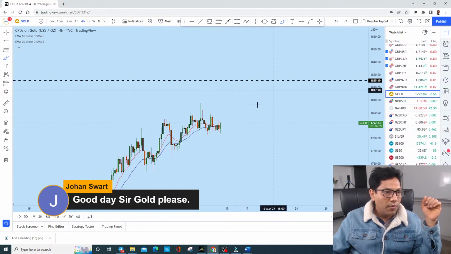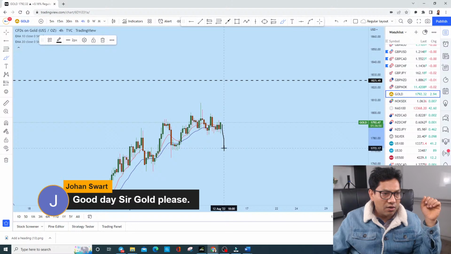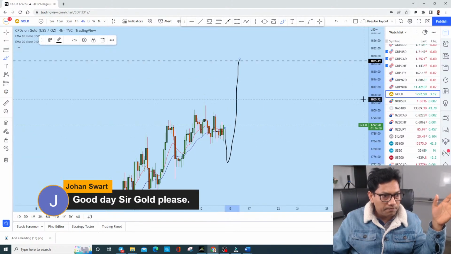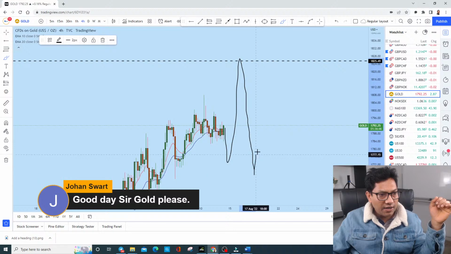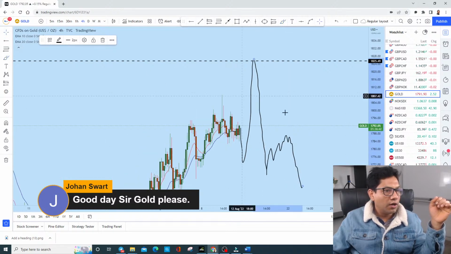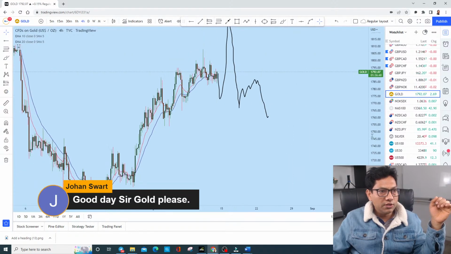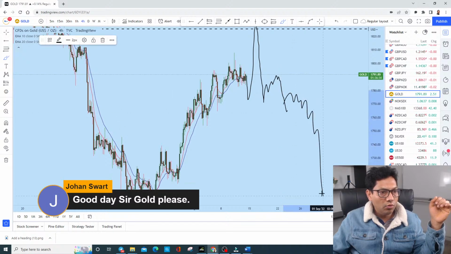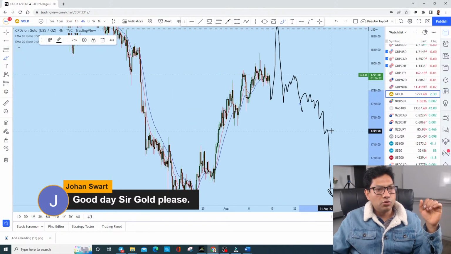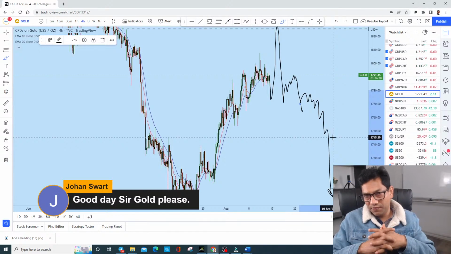So what gold might do is create a false breakout down and then go up with a big impulse, not today, maybe next week. Then it might come back down something like that, and then go like this, and then come down to continue something like that, and then fall down. So I think gold might do something like this.